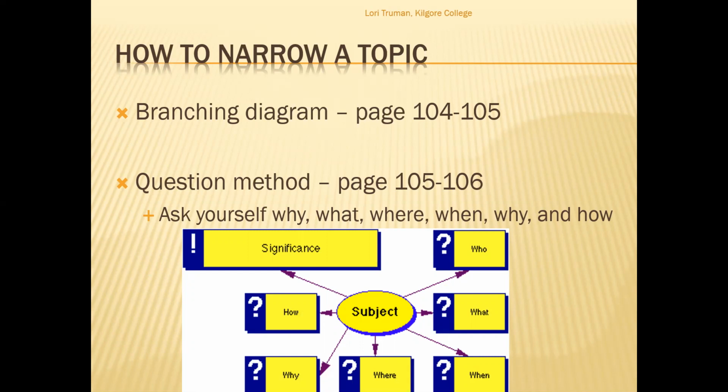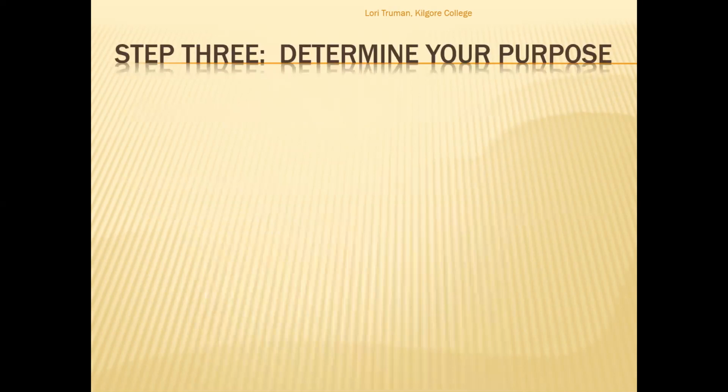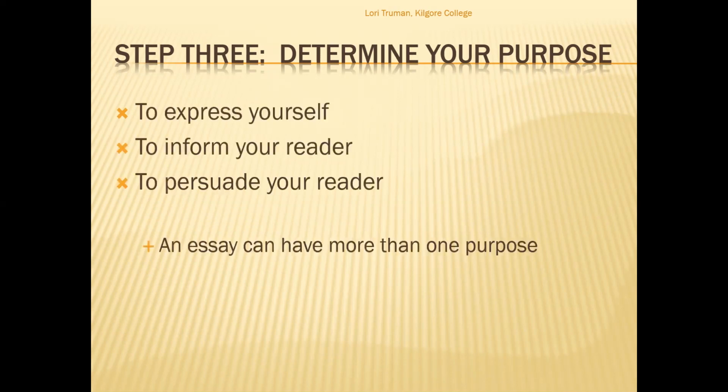So again, choose a topic, step 1. Step 2, narrow your topic. Step 3, what is your purpose in writing? There are 3 main purposes: to express yourself, to inform your reader, or to persuade your reader. Can an essay have more than one purpose? Of course. For this first essay, it's probably just going to be to express or to inform. However, later on in the semester, when we write the research paper, you may be doing all 3 of those: persuading, informing, and expressing.